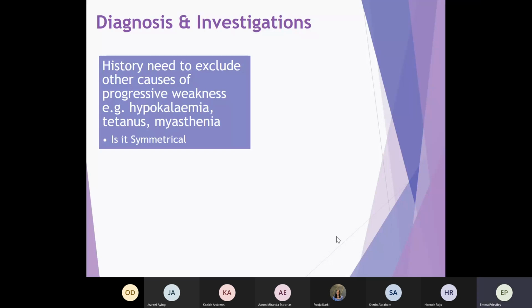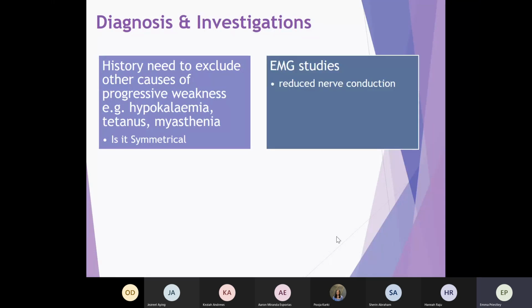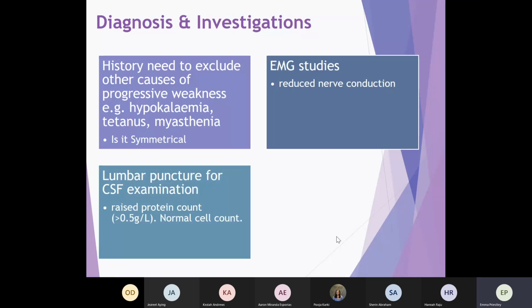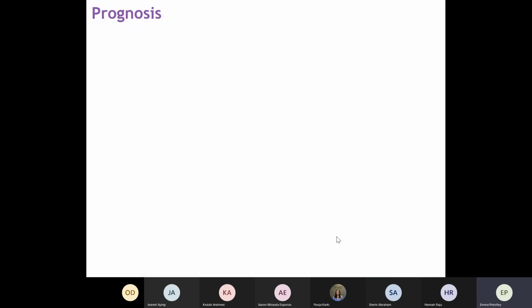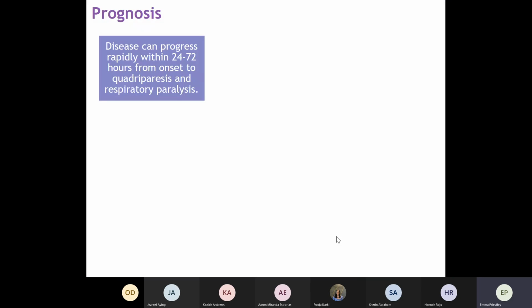Is it symmetrical? So is it the same on both sides? If it's the same on both sides, it's more likely to be Guillain-Barre. They'll want to do nerve conduction studies. They'll also want to do things like lumbar punctures to look at the CSF, because if you've got Guillain-Barre, you have a raised protein count. And you want to obviously check for reflexes such as a knee jerk.